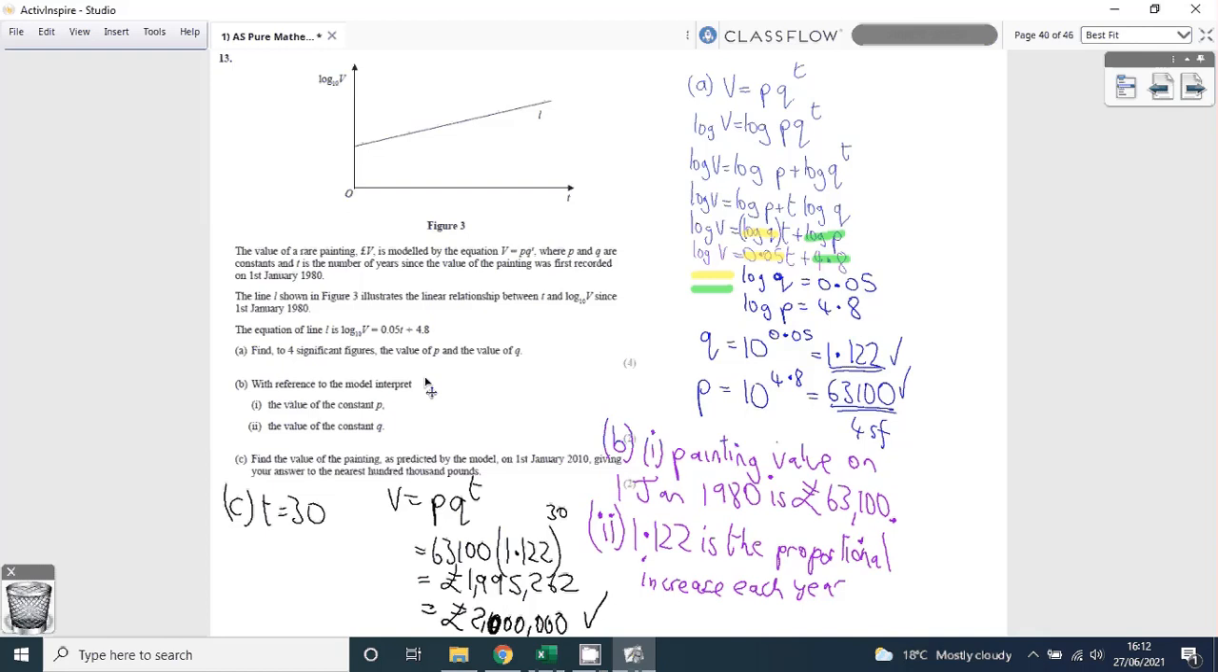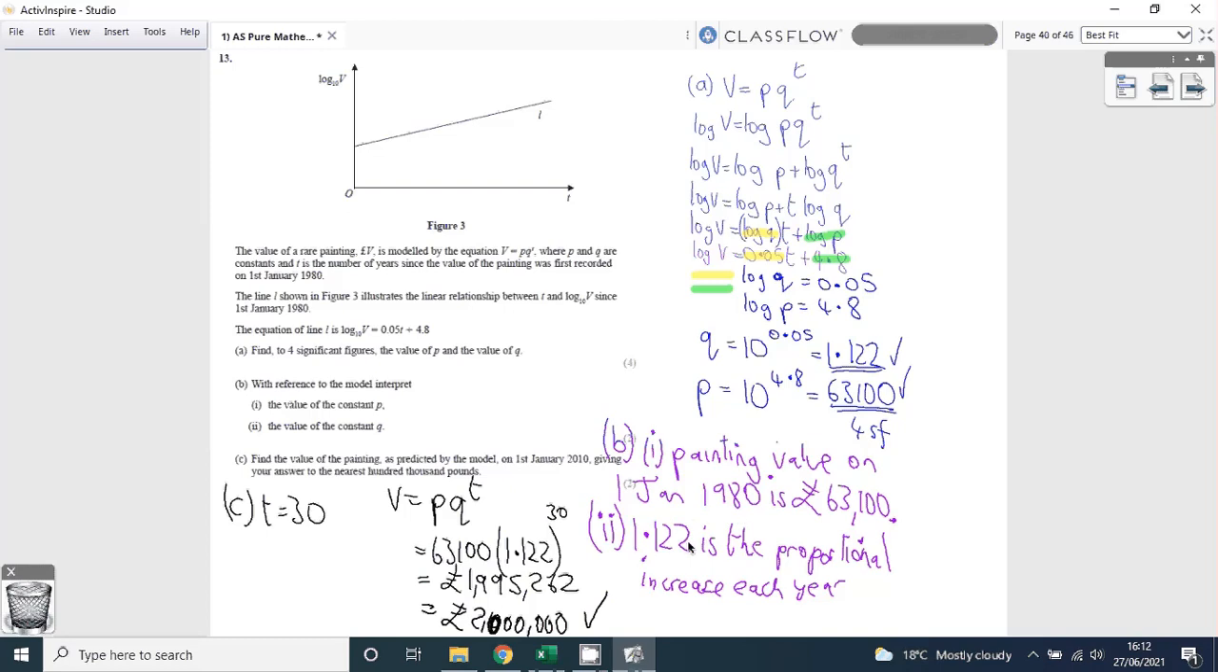Now part B, with reference to the model, interpret the value of the constant P. So P is the value of the painting on the 1st of January. We're saying that P is the value when T is naught. When T is naught, Q to the power of naught will be 1. So when T is naught, V equals P. Hence why the value of the constant P is the value of the painting when we started on the 1st of January.